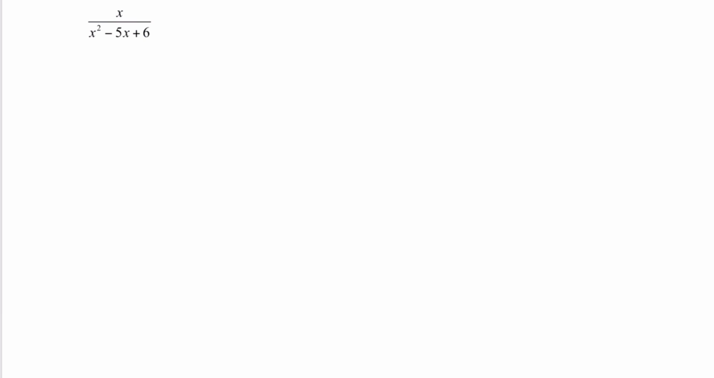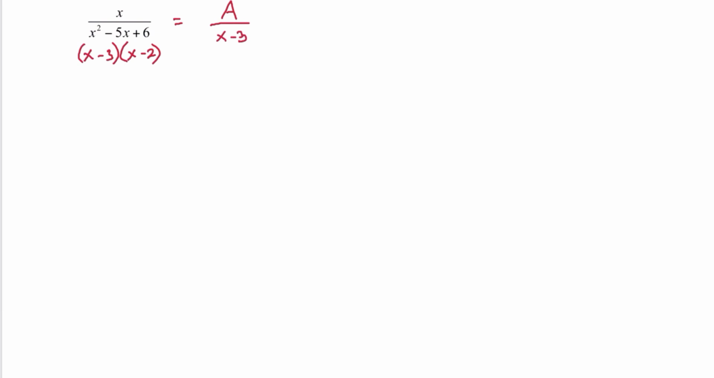Let's find the partial fraction decomposition of this rational expression. Step 1 is to factor the denominator. We get x minus 3 times x minus 2. This will tell us the number of partial fractions that we need. We'll have two fractions since we have two factors in the denominator.